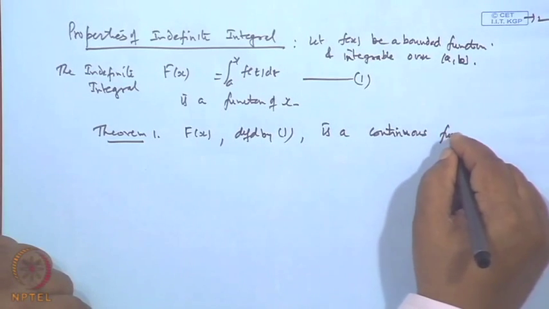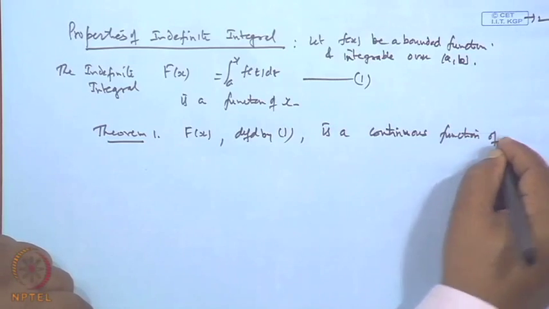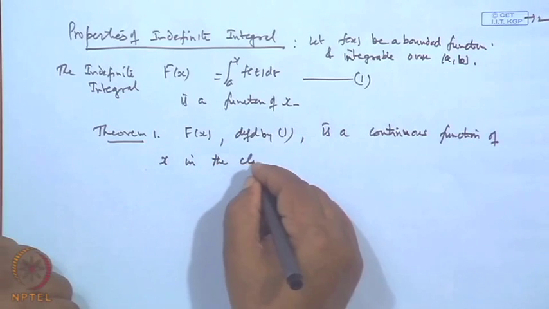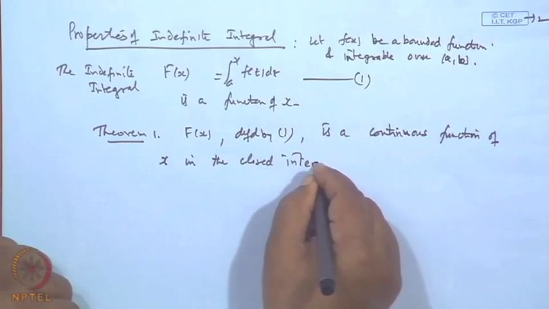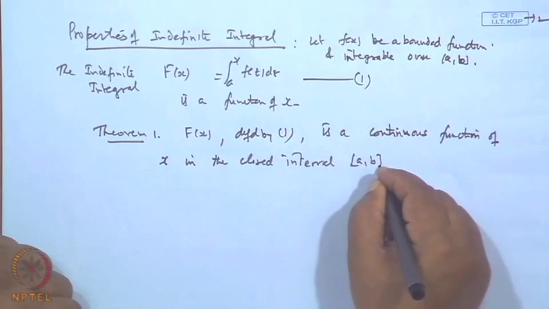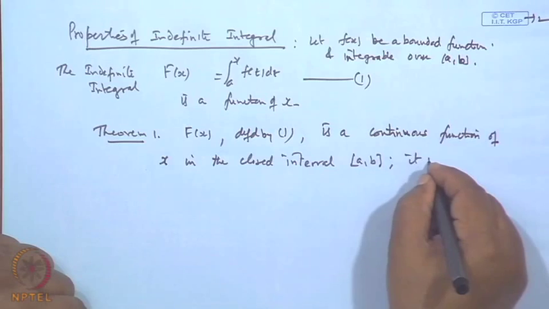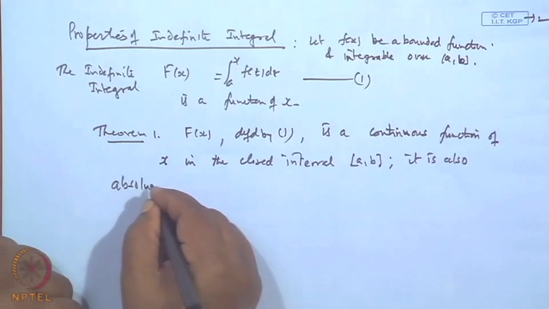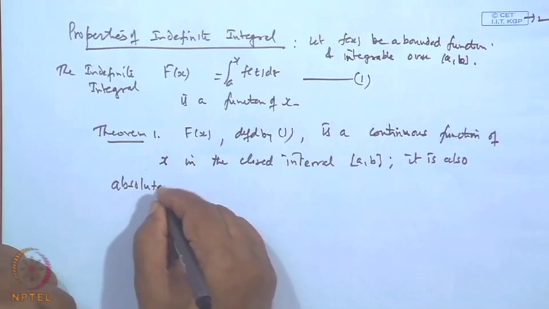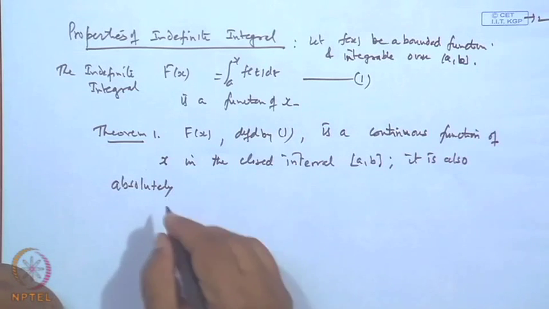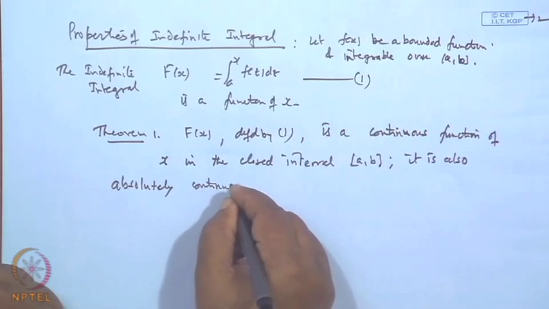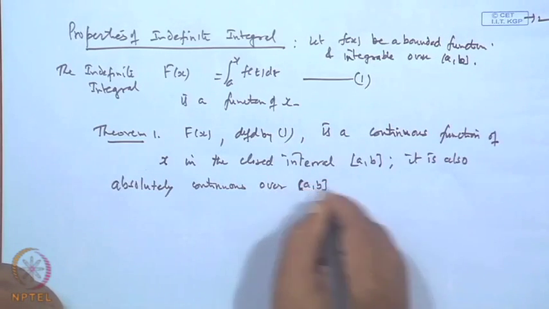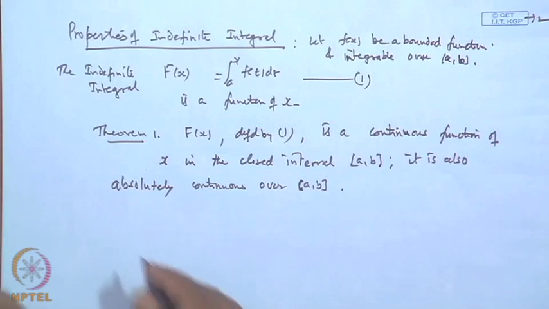is a continuous function of x in the closed interval [a, b], it is also absolutely continuous. It is also an absolutely continuous function over the interval [a, b]. Okay. So, how to prove it?